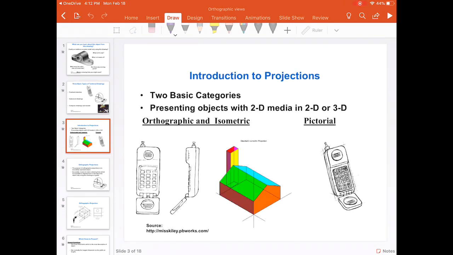Into projection. In projection, we can have different sorts of projection. One of them is orthographic. In orthographic projection, we look into the object from different views, angle views. This will be explained further today.